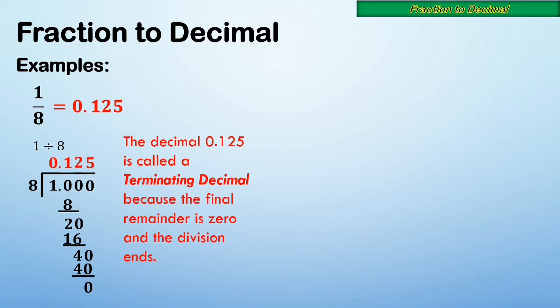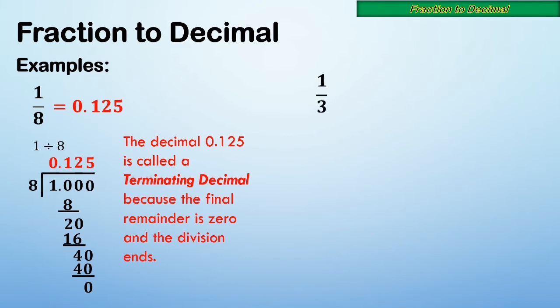Okay? Terminating. Ibig sabihin, nag-terminate, nag-end. Ayan siya, nag-end. Yun ang terminating decimals. Ito, nag-end na siya, di ba? The last remainder is 0. Ito siya na part, 0. That is why, nag-end na siya, hanggang 5 lang. That's why it is called terminating decimal. The 0.125. Okay. Next, 1/3.